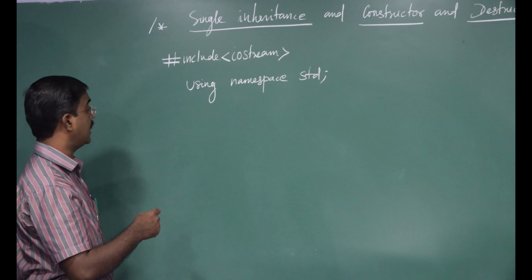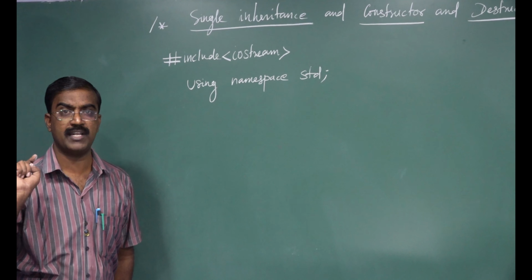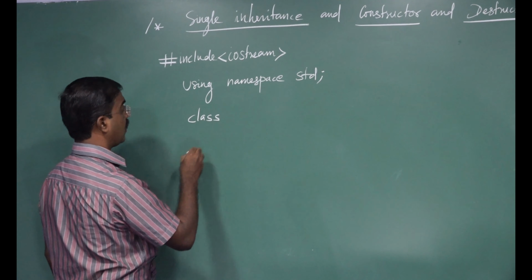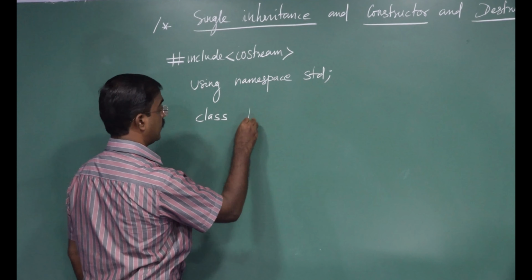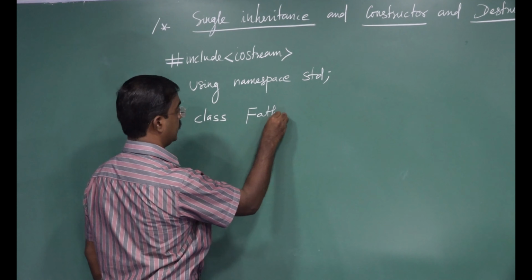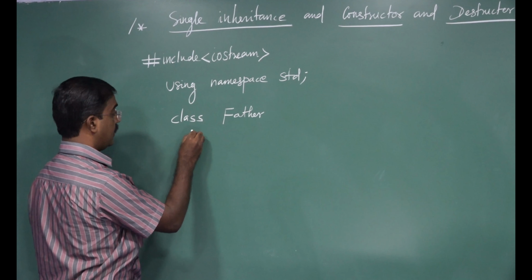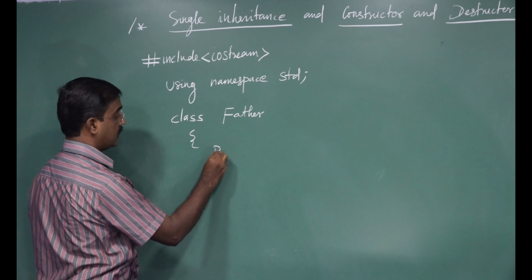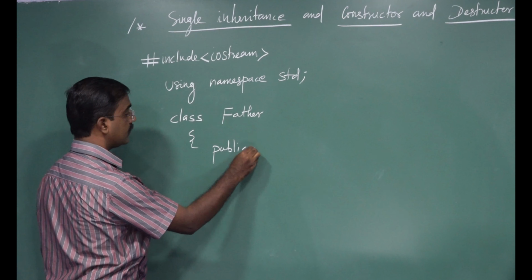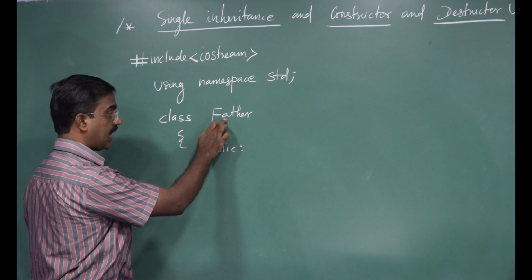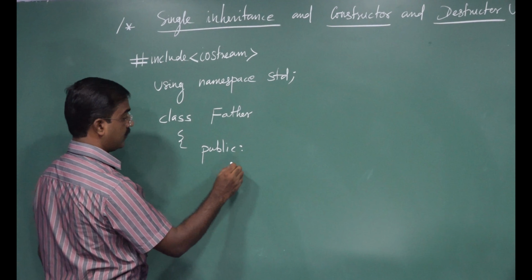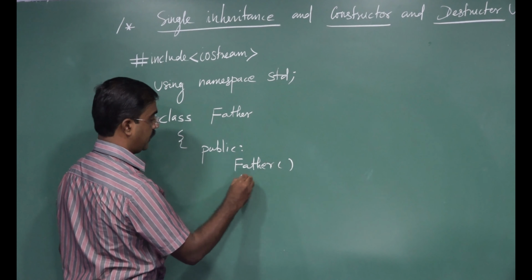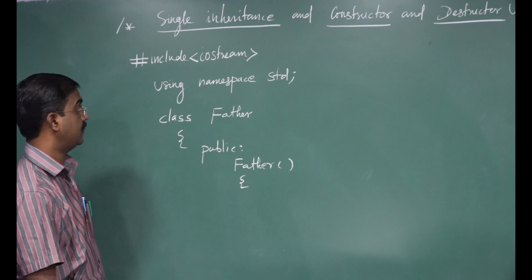We know the concept of single inheritance: only one base class, only one derived class. Here, we're making a program with a class. The class name is Father. Inside it we use the constructor and destructor concept, that's why public. Inside the public, the class name is also the constructor name. That's why here we write Father and then an open brace.